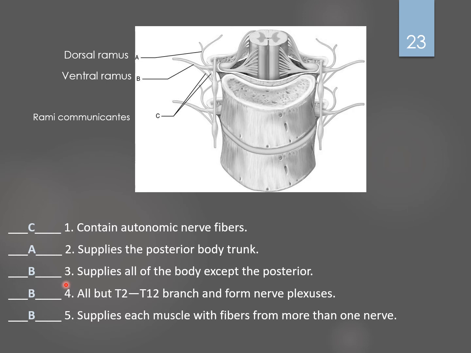Supplies all of the body except the posterior, and that's going to be your ventral ramus, and it is large. All but T2 through T12 branch to form nerve plexuses. In the thoracic region, we don't have nerve plexuses, but everywhere else, this ventral ramus becomes nerve plexuses. Supplies each muscle with fibers from more than one nerve, and that's because of the plexuses, and that also is your ventral ramus.